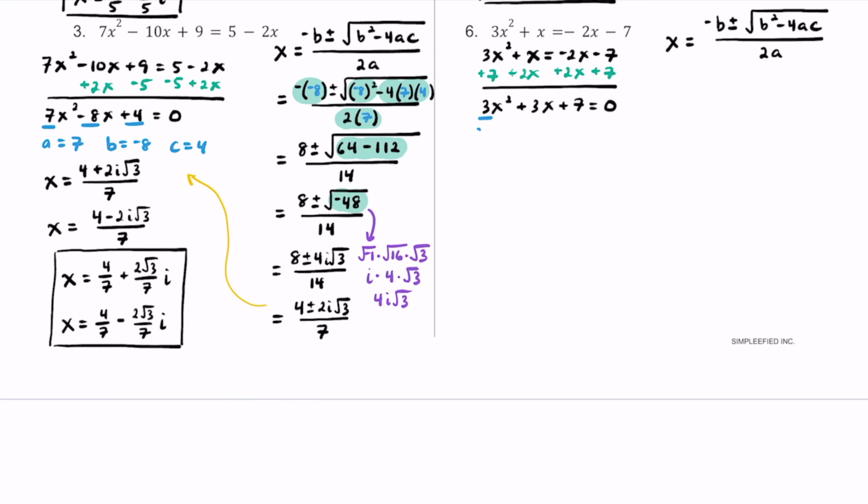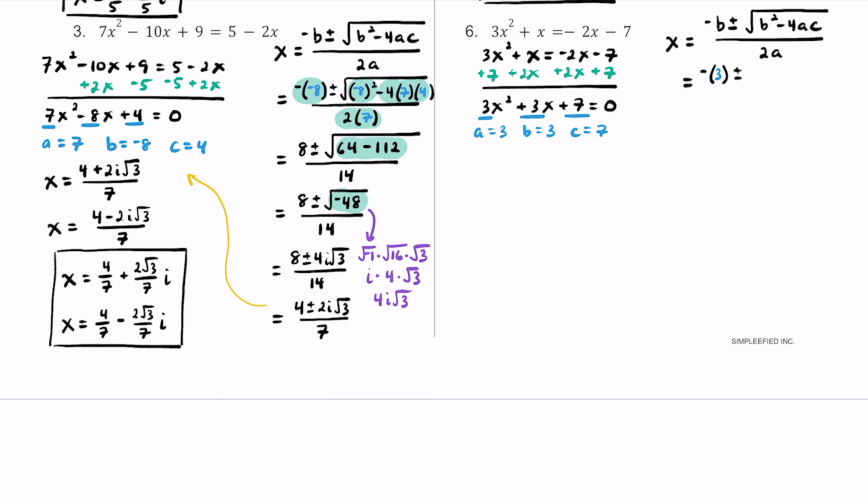We can say here that we know that a is equal to 3, b is also equal to 3, and c is going to equal +7. Now let's substitute these a, b, and c values into the quadratic formula. So we have -b, and b is going to be 3. So let's put a -3 in to substitute.